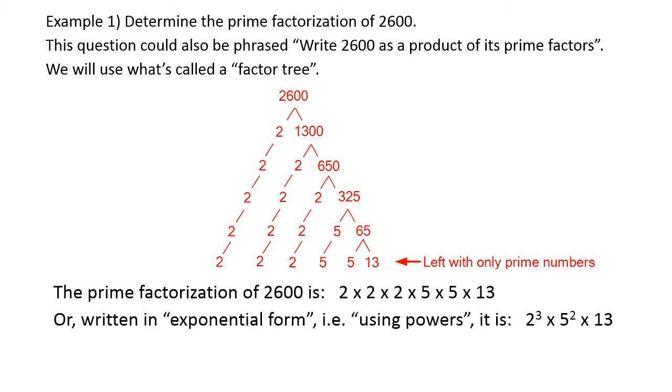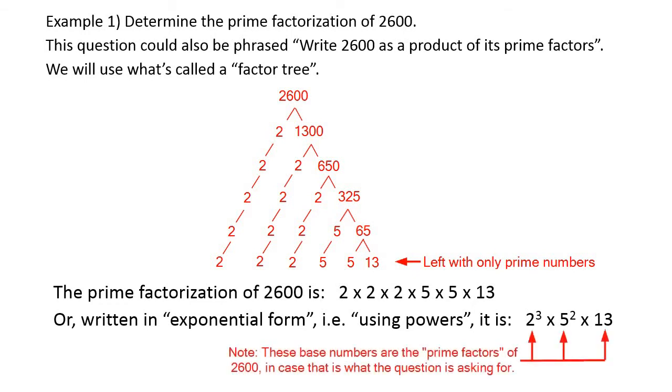Or, written in exponential form, that is using powers, it is 2 cubed times 5 squared times 13. Your question may ask for it to be written in this form. Note, these base numbers are the prime factors of 2600, in case that is what your specific question is asking for.